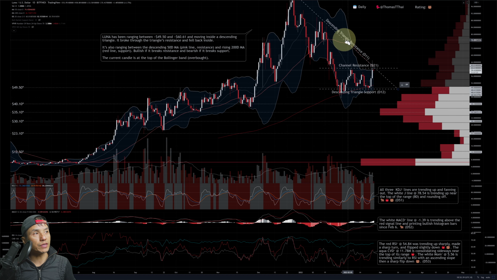With regard to the Bollinger Band, here's the top of the Bollinger Band, and here's the bottom of the Bollinger Band. The current tiny little red candle is just below the upper Bollinger Band.